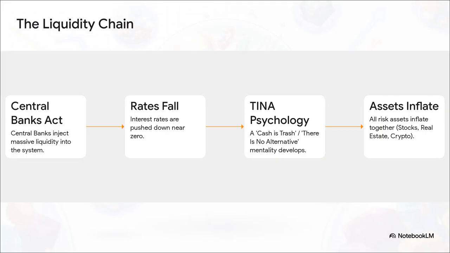This little flowchart shows the chain reaction perfectly. It all kicks off when central banks pump tons of money into the system, usually after a crisis like 2008 or during the pandemic. This pushes interest rates way down, close to zero. And when that happens, holding cash suddenly feels like you're losing money every single day. So this cash is trash idea takes over. Investors feel like they have no choice but to buy something, anything, that might give them a return. And what's the result? Everything inflates together.